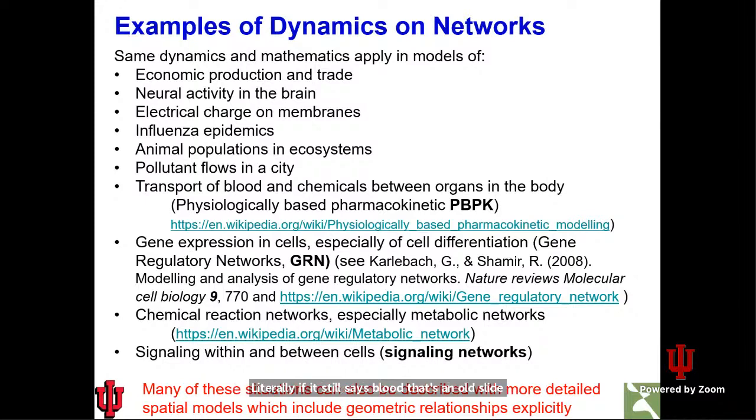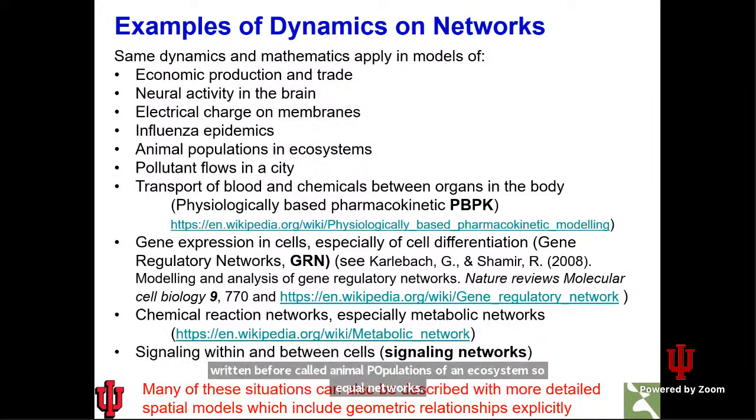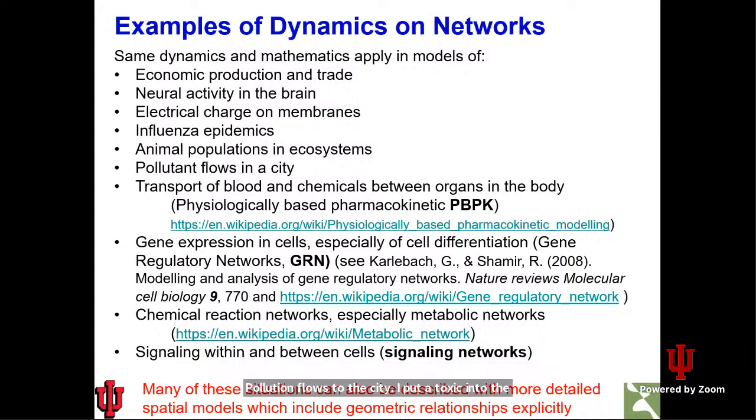Animal populations in an ecosystem, so eco networks. Pollutant flows in the city. I put a toxicant into the groundwater and it gets carried around. Or my car belches exhaust. Transport of blood, chemicals within the body, we talked about. Gene regulatory networks, we talked about. Chemical reaction and so on.